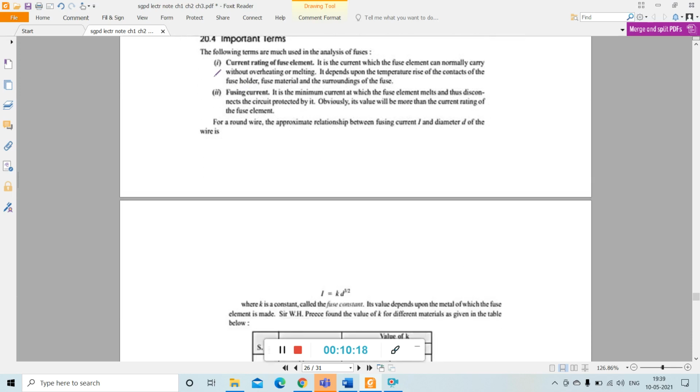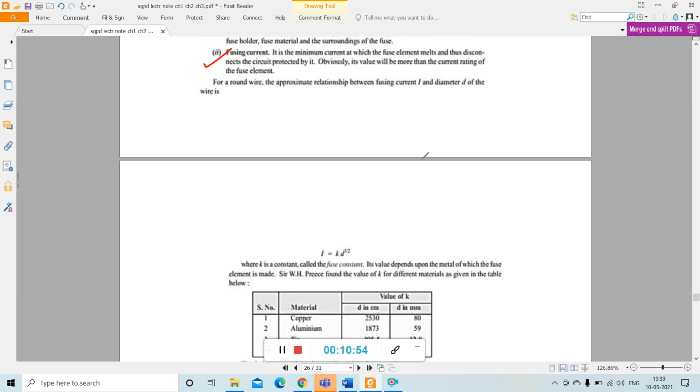So the first one is the current rating of fuse element. So what is this current rating? It is the current which the fuse element can normally carry without overheating or melting. This depends upon the temperature rise of contact of the fuse holder, fuse material and the surroundings of the fuse. Okay, then next one is the fusing current. So it is the minimum current at which the fuse element melts and disconnects the circuit protected by it, and obviously its value will be more than the current rating of the fuse element.